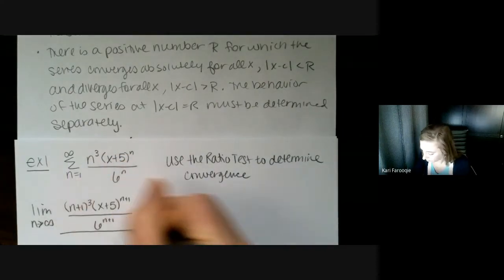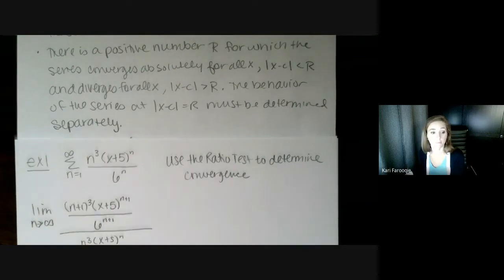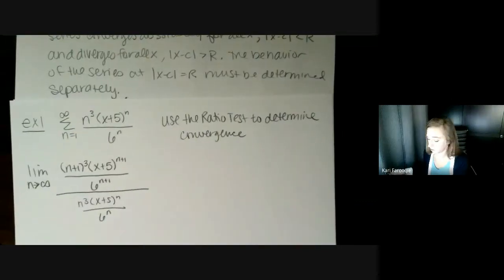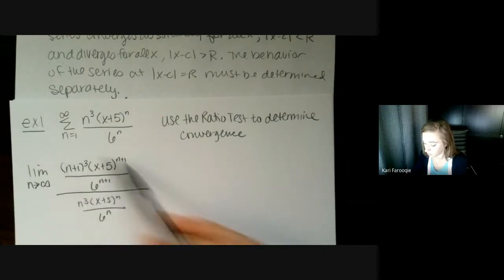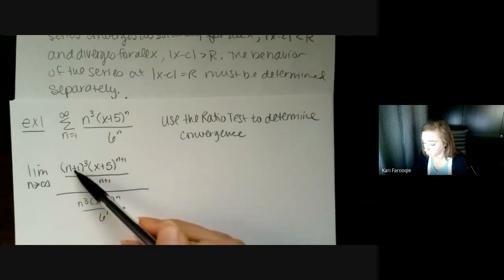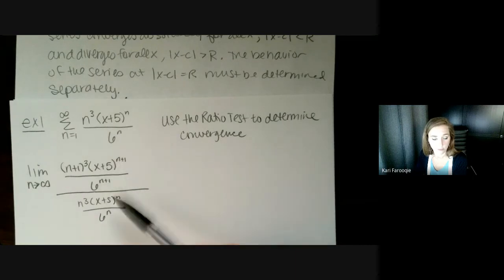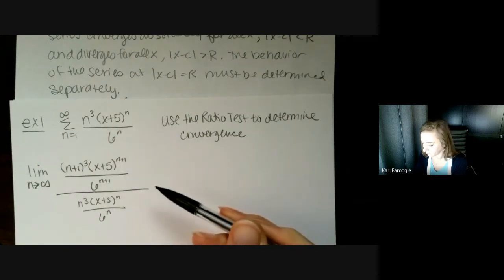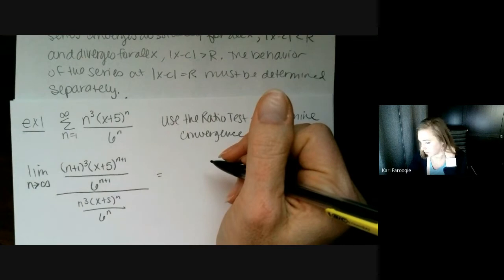And then that's going to get divided by n cubed times x plus 5 to the n divided by 6 to the n. One thing you have to make sure you do here is everywhere you see n, you're going to have to use n plus 1 when you're in the numerator. A lot of times students will remember to do it here, but they won't remember to do it in the exponent on the x expression. So just remember, everywhere you see n, you're going to have to use n plus 1 as long as you're taking a sub n plus 1 divided by a sub n.